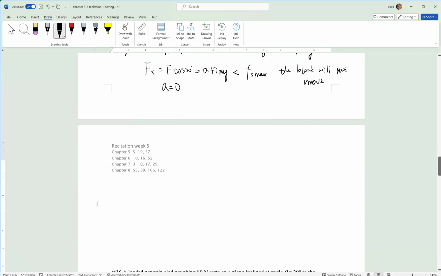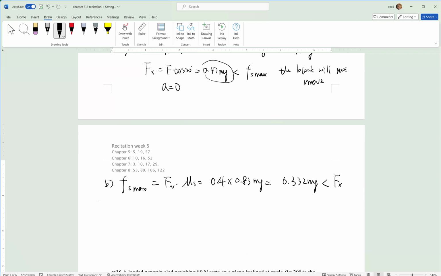So you are going to write here, our Fs maximal for part B will be equal to Fn times mu s, and that is 0.4 times 0.83 mg. And then you are going to get 0.332 mg. And it's less than our Fx because our Fx is 0.47 mg. So that's why the block will move, right? The block will move.